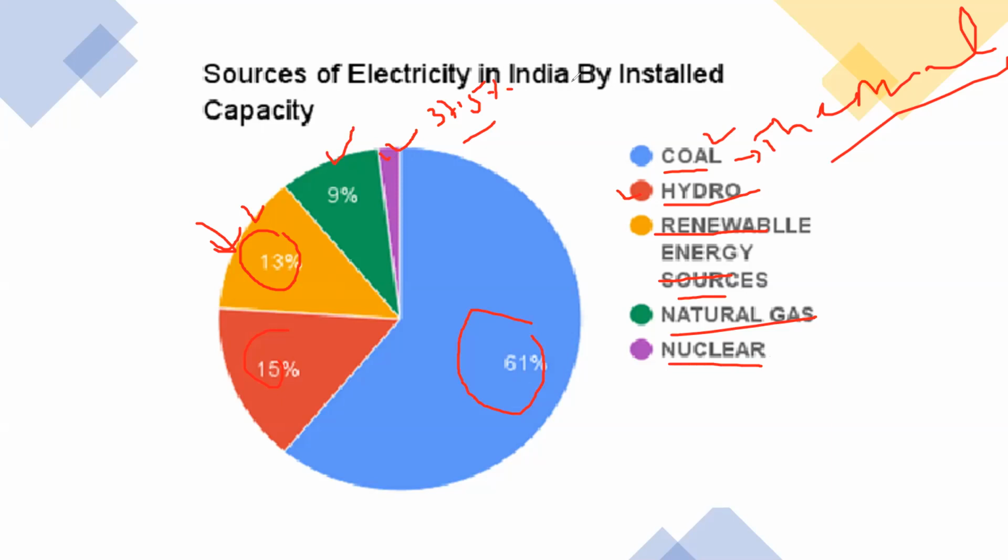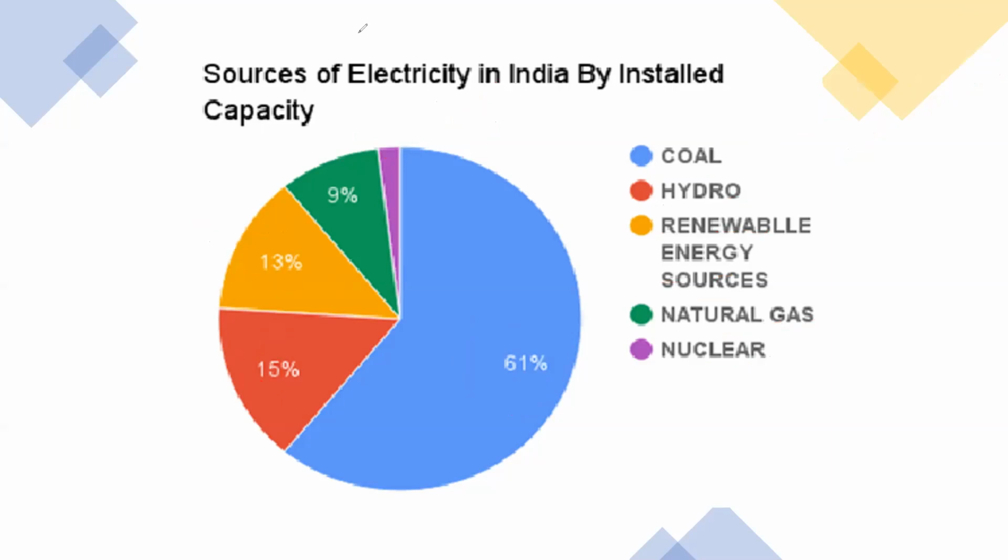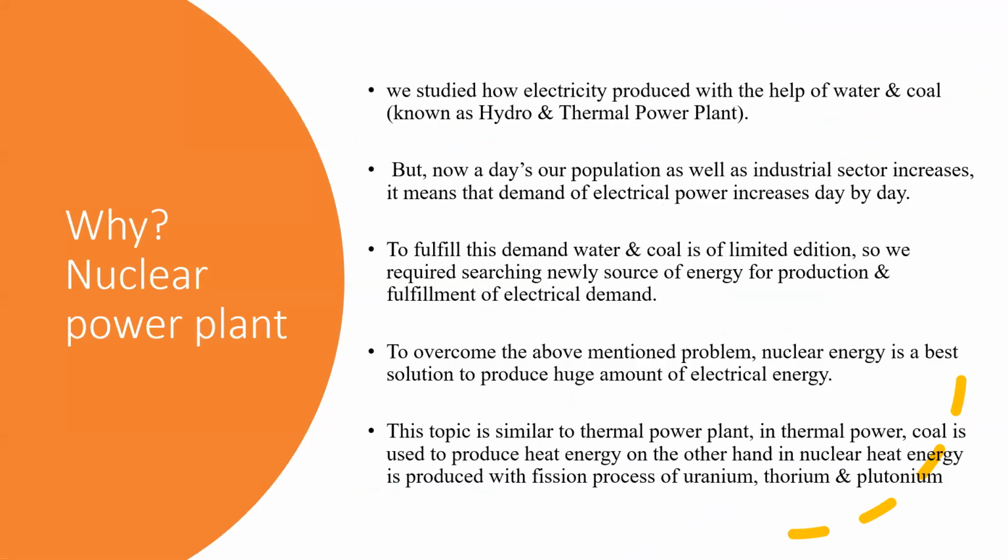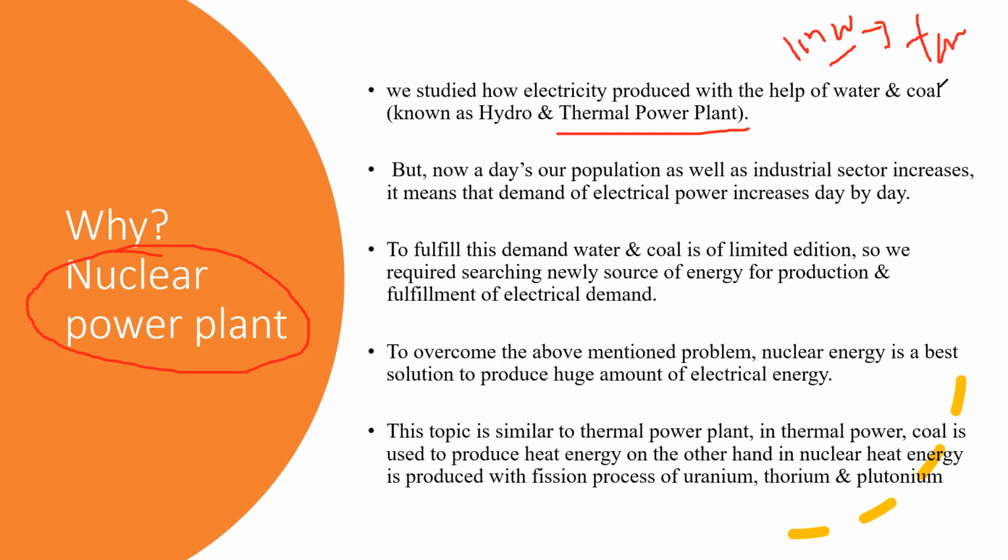Now we see why we consider a nuclear power plant the most important power plant, or the most important way to produce electrical energy. As you saw in the last lecture on the thermal power plant, to produce 1 megawatt of energy we need thousands of tons of coal.